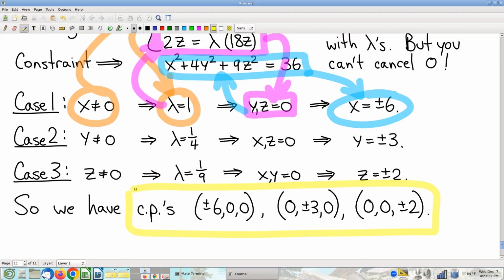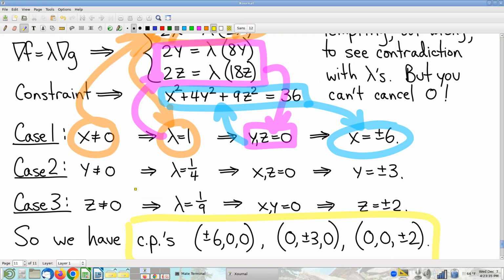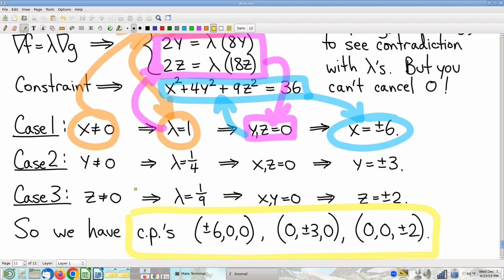So that's why I say this is the worst landmine. This is the nastiest landmine of the 3 examples. One little careless, oops, I accidentally divided by 0 causes you to miss 6 critical points. And of course, that would be absolutely catastrophic on a test. So be very, very careful, please, about those little algebraic details.